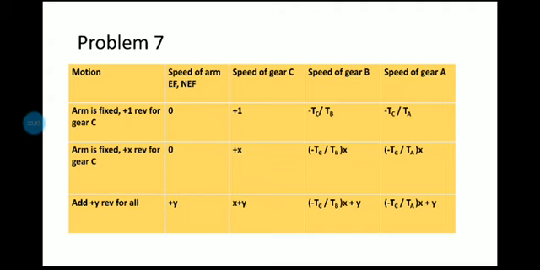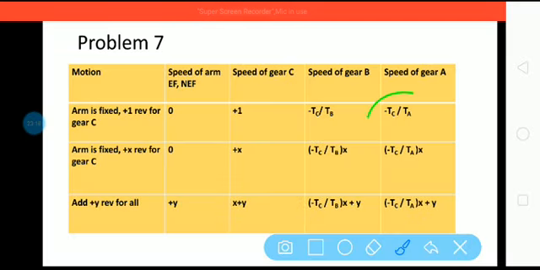So I repeat, this is obtained like NA will be equal to NB into TB by TA, but NB is TC by TB. So TC by TB into TB by TA means TB will get cancelled, so we will get TC by TA. That is this value. Then next row is same, arm is fixed, +X revolution to gear C. So 0 plus X, minus TC by TB X, minus TC by TA X. Then add plus Y.